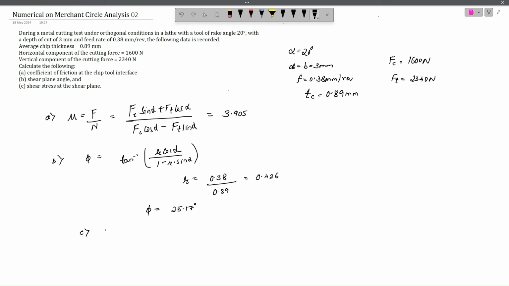Next we need to compute the value of the shear stress. The shear stress is given by the formula tau is equal to the shear force divided by the shear area. In turn, the shear area is given by the formula b into t divided by sin phi. First we need to compute the value of the shear force. The shear force is given by the mathematical model Fc cos phi minus Ft sin phi. The value of phi is known from the previous step. Upon substitution of phi and also the Fc and Ft values, we get the magnitude of the shear force to be equal to 452.86 newtons.